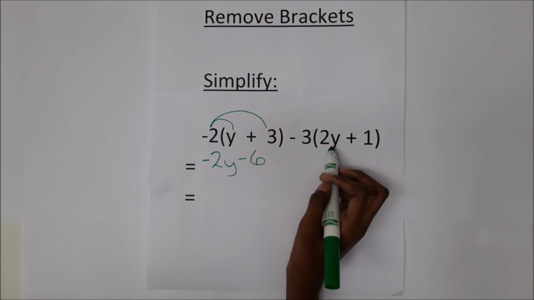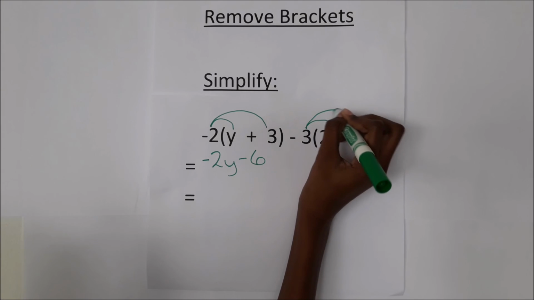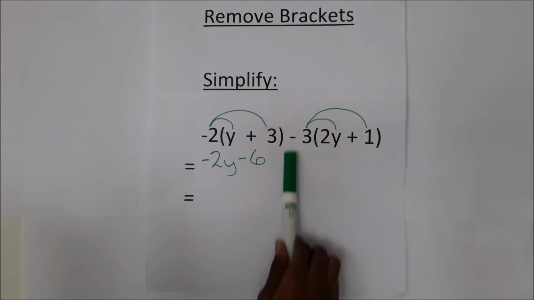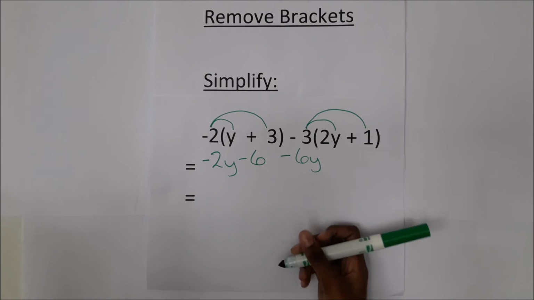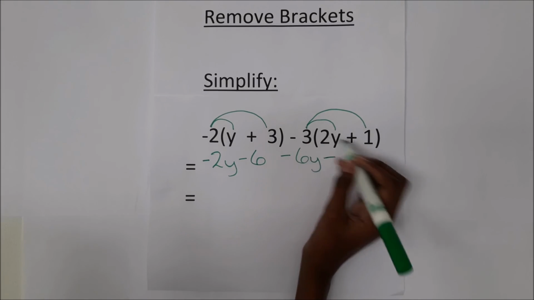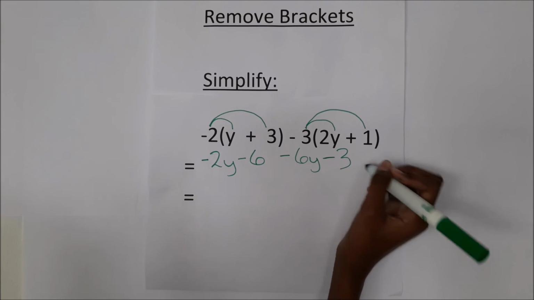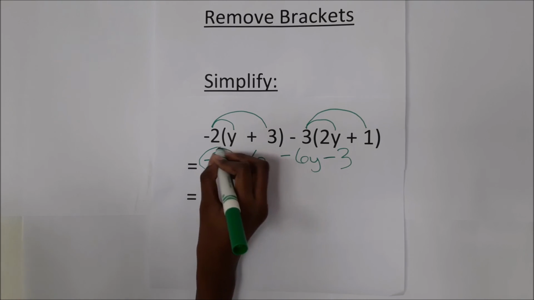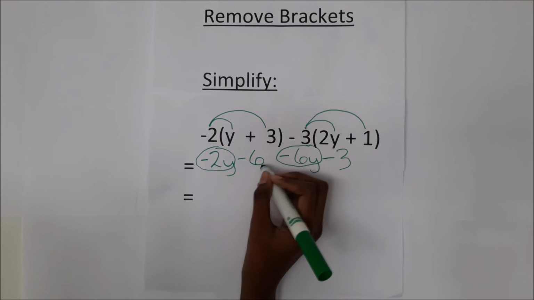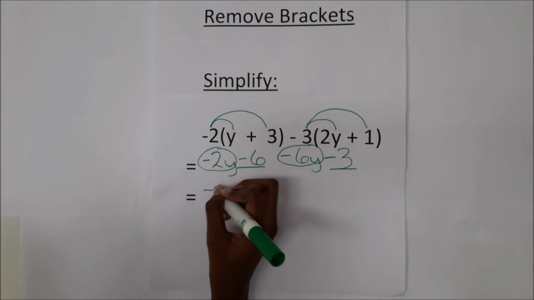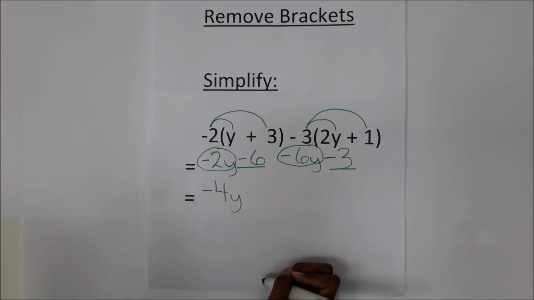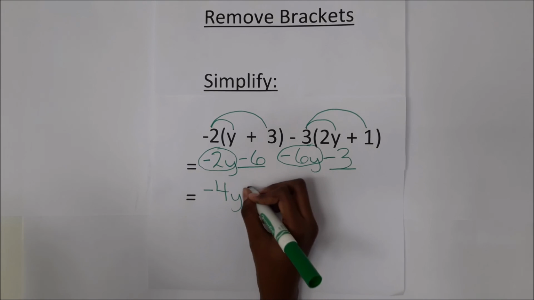Multiply negative 3 by 2y and negative 3 times positive 1. Negative 3 times 2y is negative 6y and negative times positive is negative and 3 times 1 is 3. Circle the y's and underline the numbers. Negative 2y minus 6y, negative 4y. Negative 6 minus 3 is negative 3.